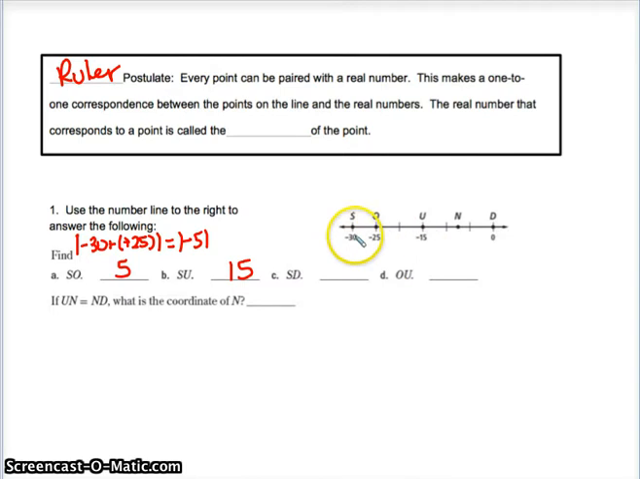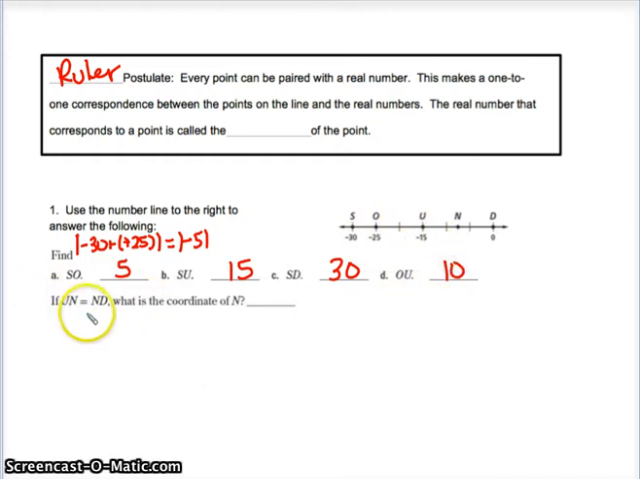SD, the distance from S all the way to D, I go from -30 to 0. That means I had to have traveled 30 units. And then from O to U, I went from -25 to -15. That means I had to have moved 10 units.